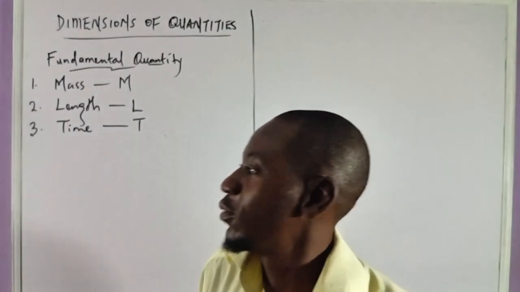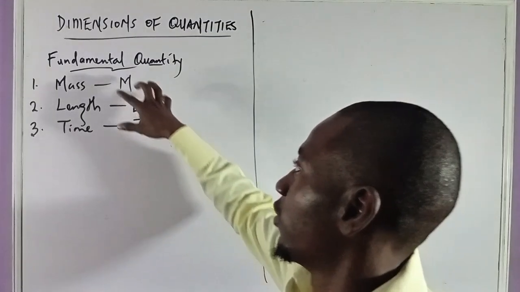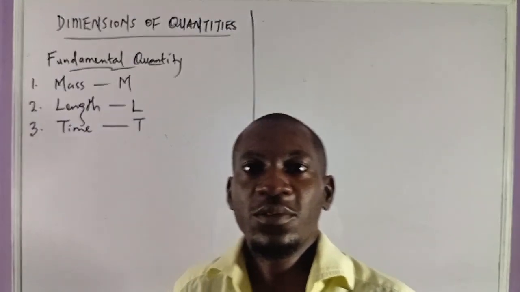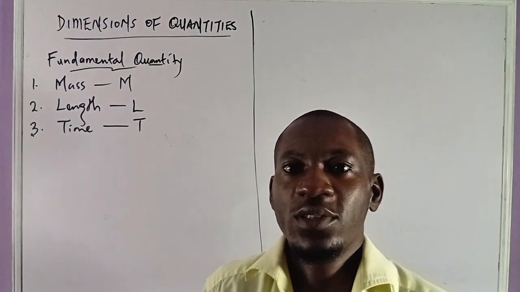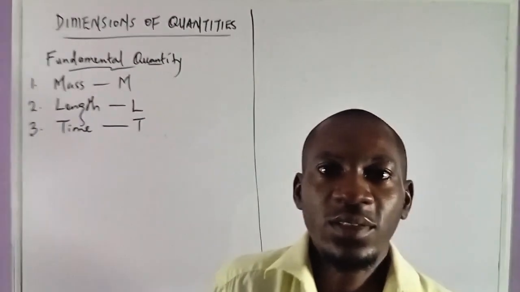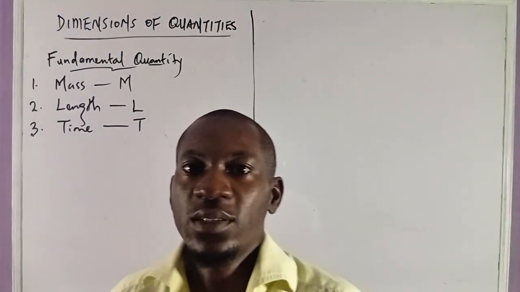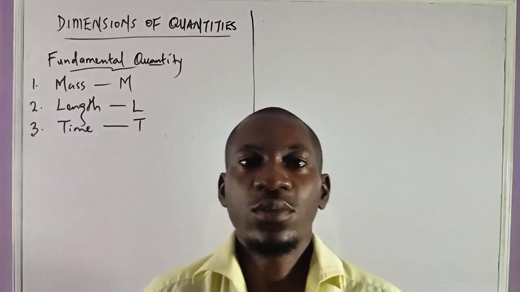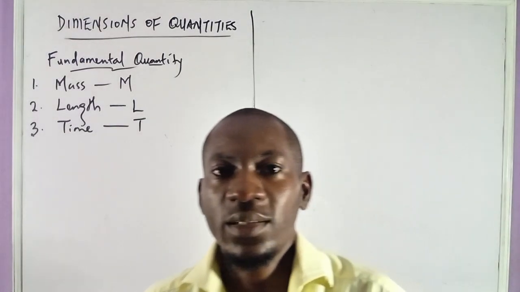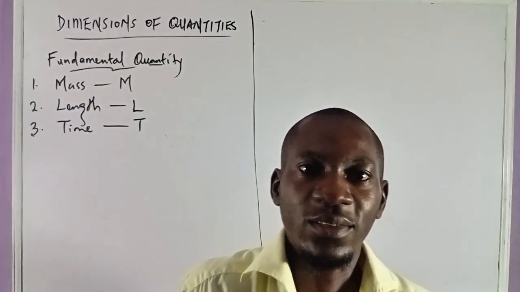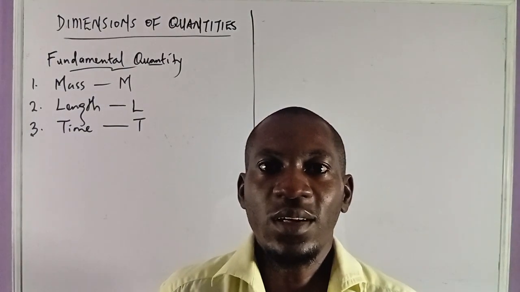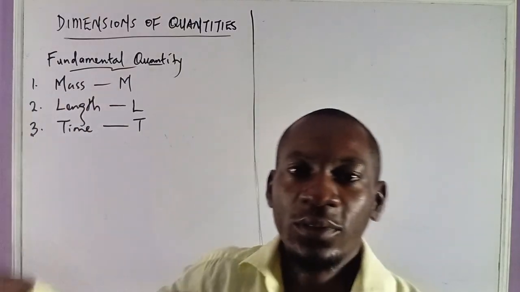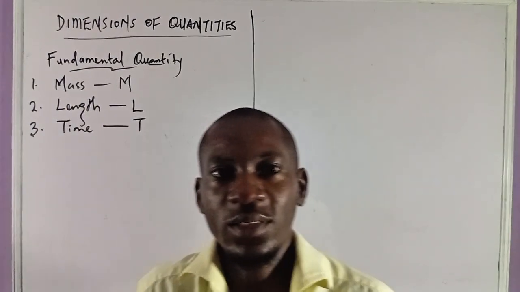Did you know that with the dimensions of these three fundamental quantities, you can get the dimensions of most of the derived quantities? So firstly, let's define fundamental and derived quantities. Fundamental quantities are quantities that can exist independently, while derived quantities are quantities that are gotten from the combination of two or more fundamental quantities.